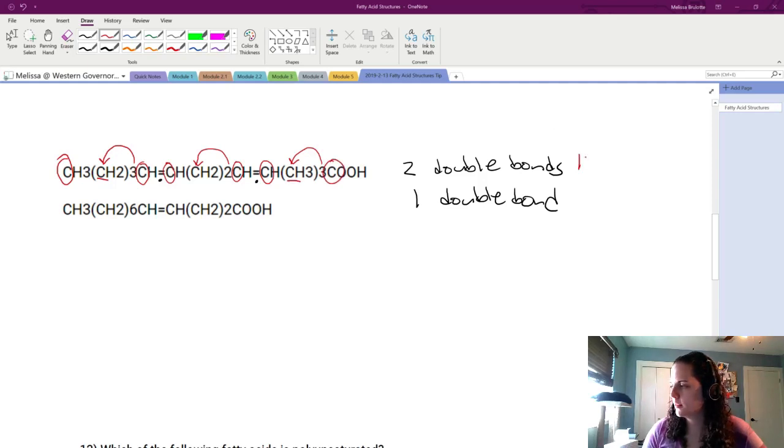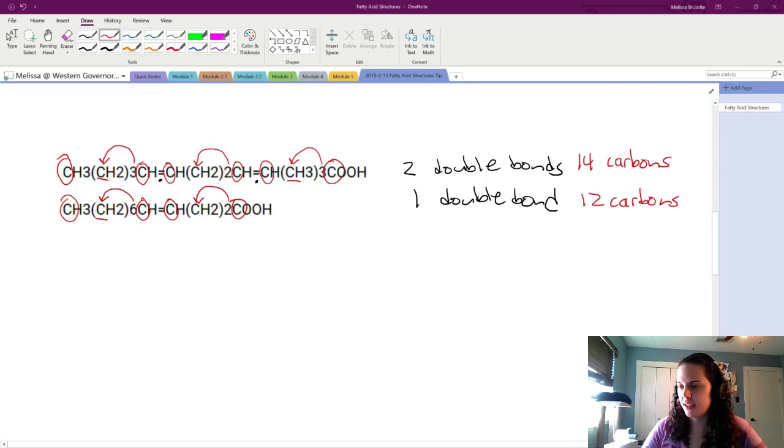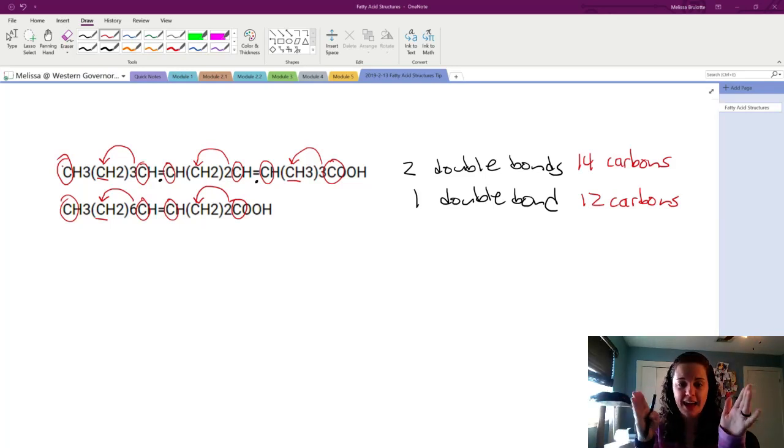14 carbons. Don't forget that carboxyl carbon. And in this bottom one, we have 1, and then 6 in a row. So that's 7, 8, 9, 10, 11, 12 carbons. So what you can notice here is that even though this one is drawn out much longer, it's actually only 2 carbons longer. So we can't go based on the length as drawn out. We have to count those carbons.